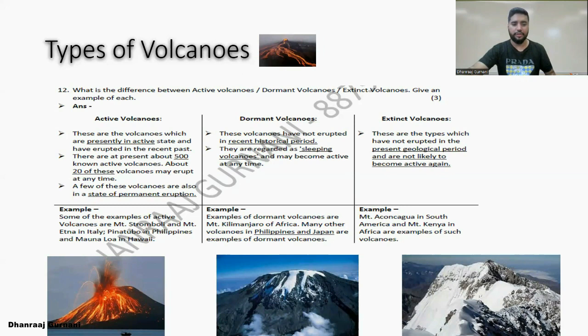Examples of active volcanoes are Mount Stromboli, here is a photo, and Mount Etna in Italy, Pinatubo in the Philippines, and Mauna Loa in Hawaii. Second type of volcanoes, dormant volcanoes. These volcanoes have not erupted in the recent historical period. They are also known as sleeping volcanoes, but they may become active at any given point of time.